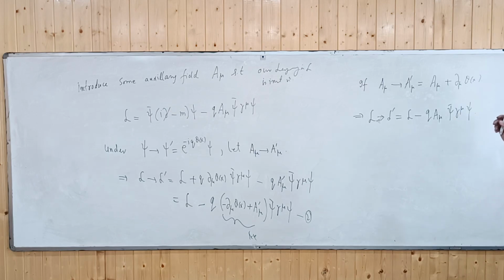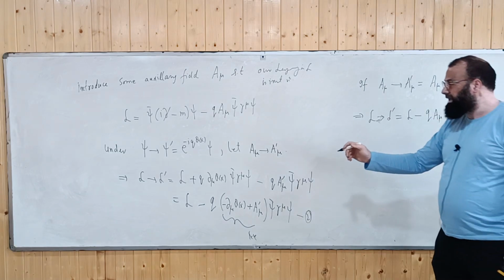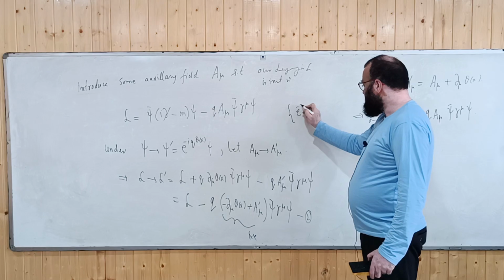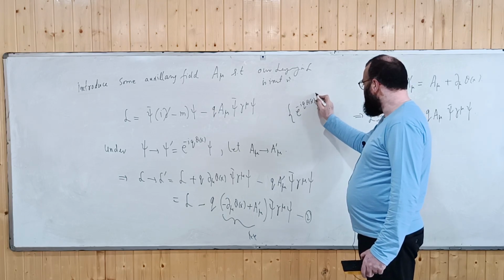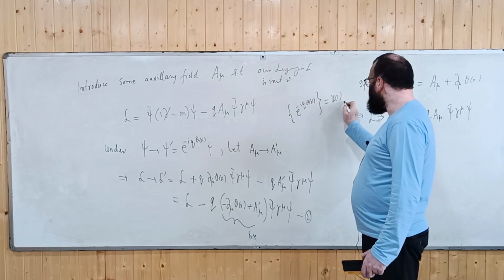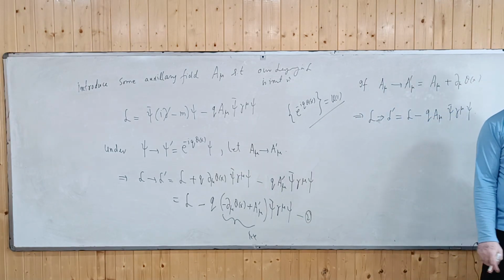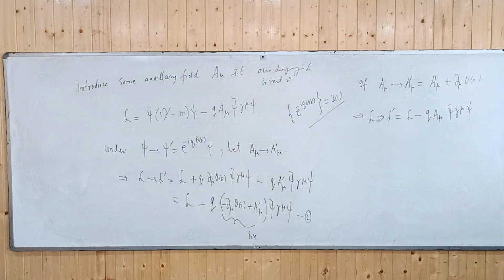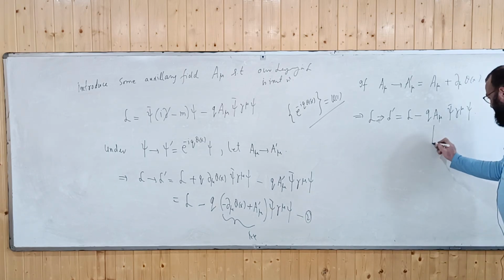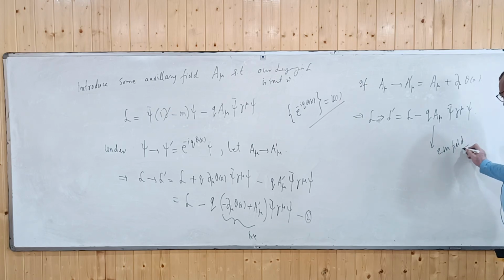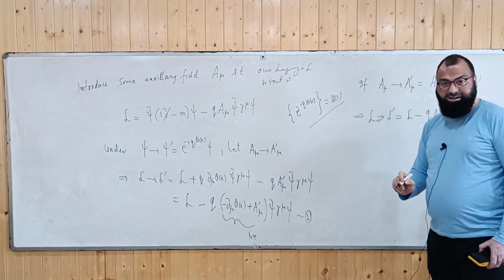So what we have identified is that this transformation has its origin in a local U1 gauge group. So this very set of all these elements, you can call it a local U1 group, or in other words, we call it a gauge group. So we can identify this A to be the EM field. So now we have the EM field as a gauge field.